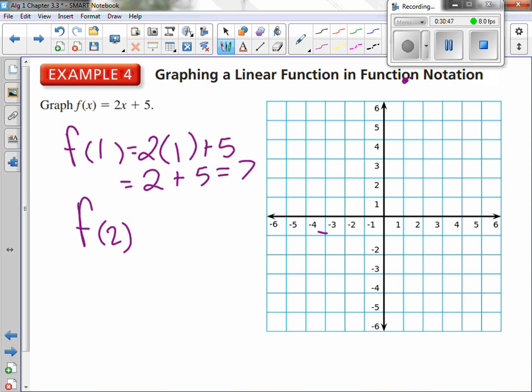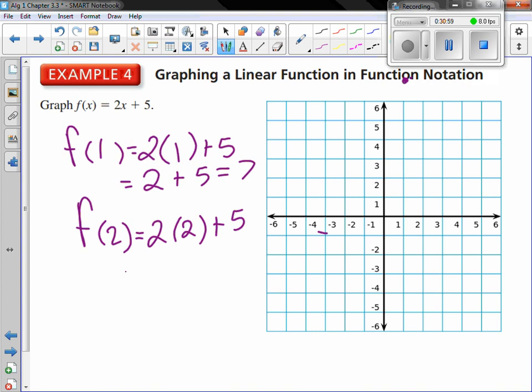Now at f of 2, what are we going to do? We'll do the exact same thing, yes? So we'll have 2 times 2 plus 5. Well, what is 2 times 2? And 4 plus 5 is 9. So here we'll have 2, 9, which is even higher up, yes? It's even higher up on this.